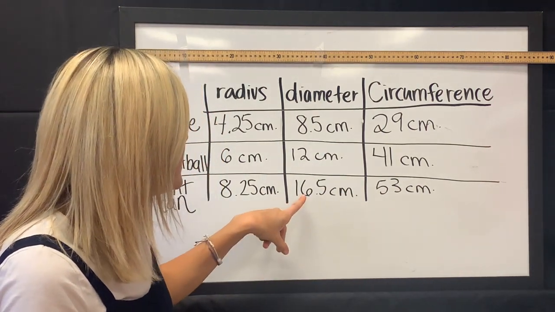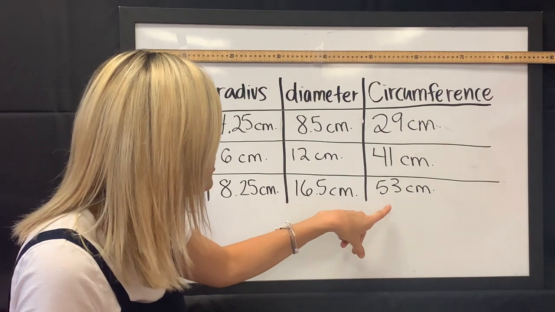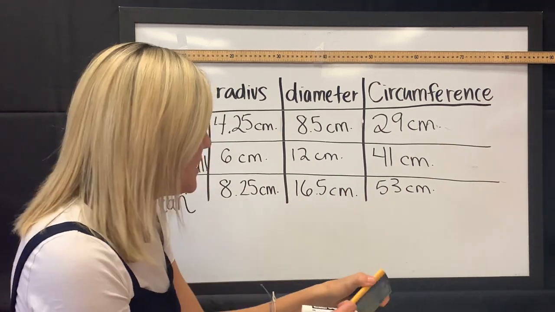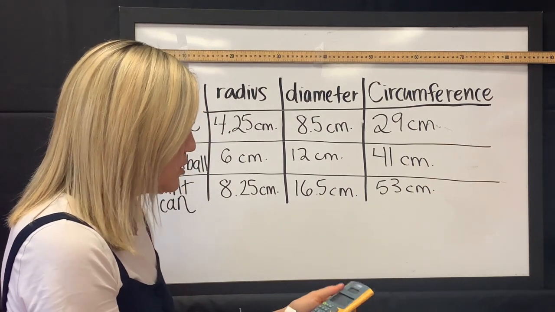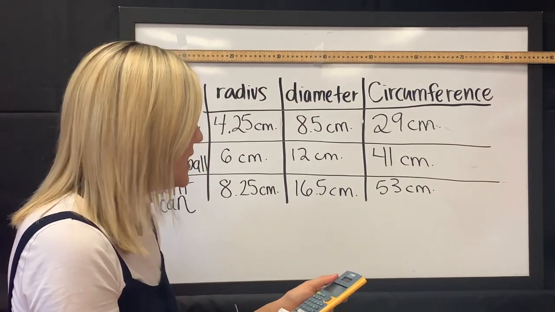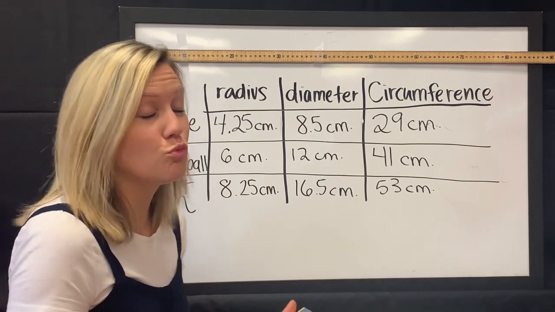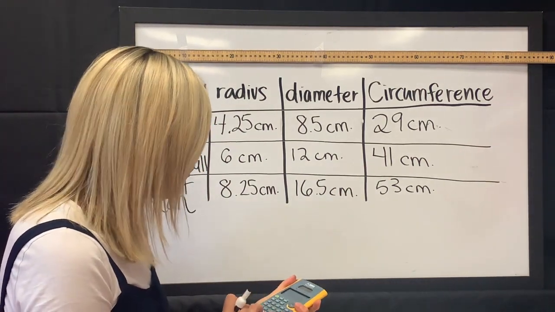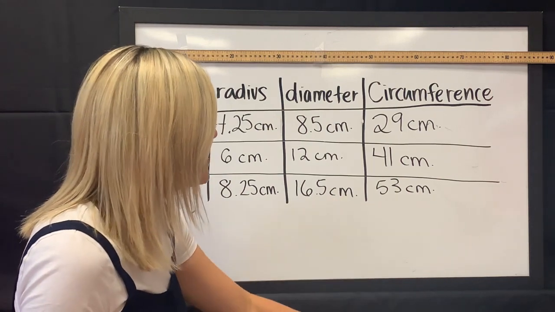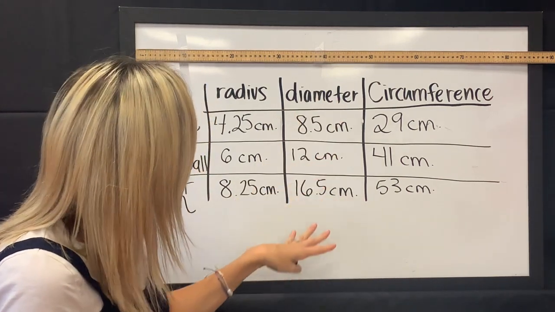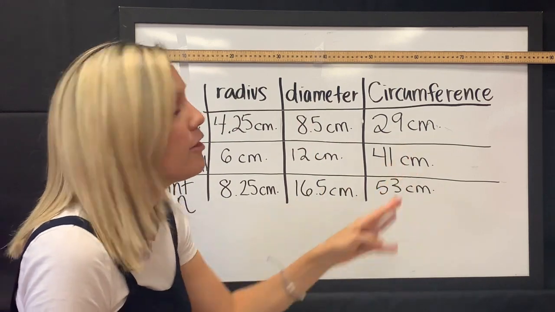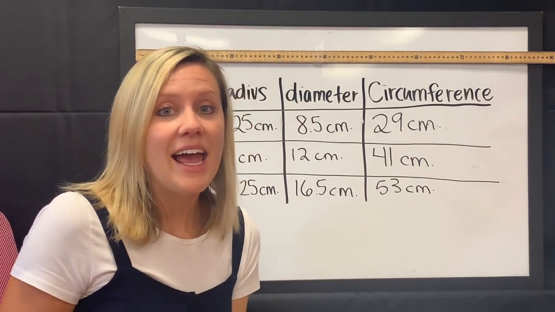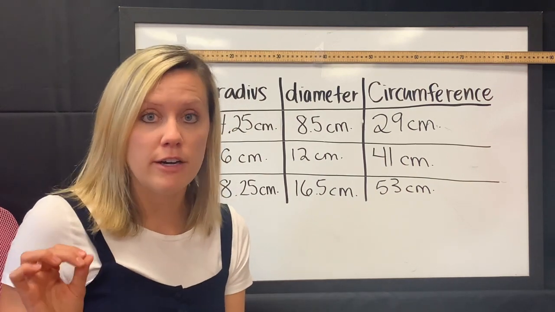And let's see, 16 times 2 is 32, or I can round up to 17. 17 times 3 is 51, so that's really close to that. 17 times 4 is 68. Okay, so it looks like if you take our diameter and multiply it by 3, it's really, really close to getting the circumference. And that is actually very true.